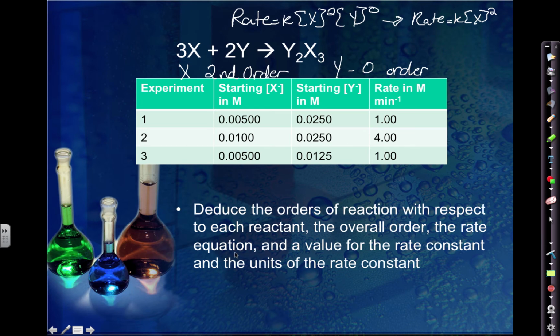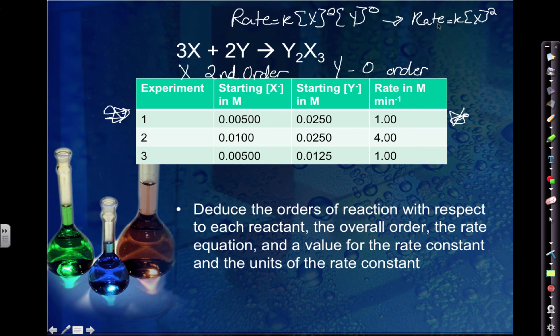Now, it's asking for a value of the rate constant and the units, so I need to actually solve for K here. So what I can do is I can just pick any experiment. It does not matter which experiment you pick. You can pick 1, 2, or 3, and then plug those values into this expression and solve for K. So we're just going to simply pick one. Let's pick 1. Experiment 1. We're going to use that data and plug it into this expression.